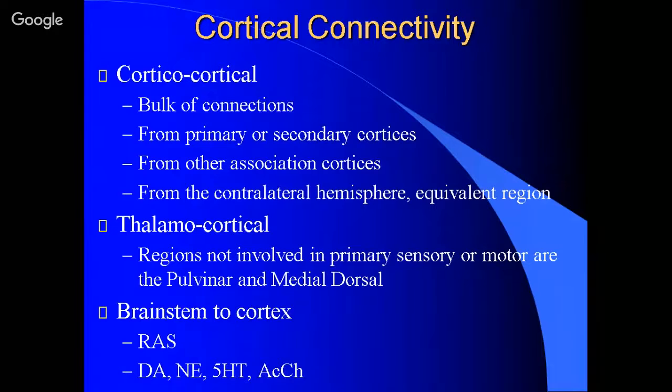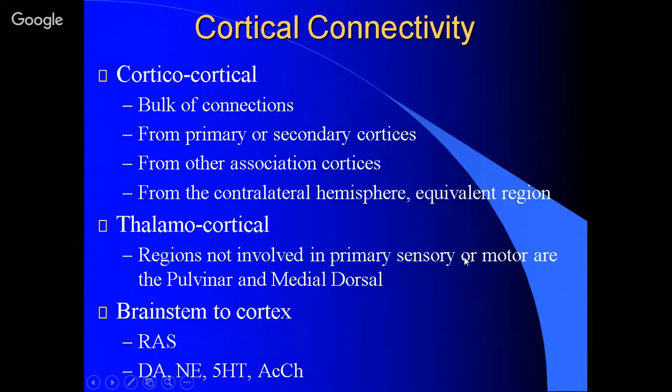All right, cortical connectivity. We talked a little bit about this. Cortical makes up the bulk of connections. You can go from primary to secondary. You can go from secondary to association. You can go backwards, right? You can go from one hemisphere to the other hemisphere in the equivalent region. These are all forms of cortical connectivity. You also have huge thalamic cortical connections. You have all of the primary sensory and motor activity. I don't want to talk about that.